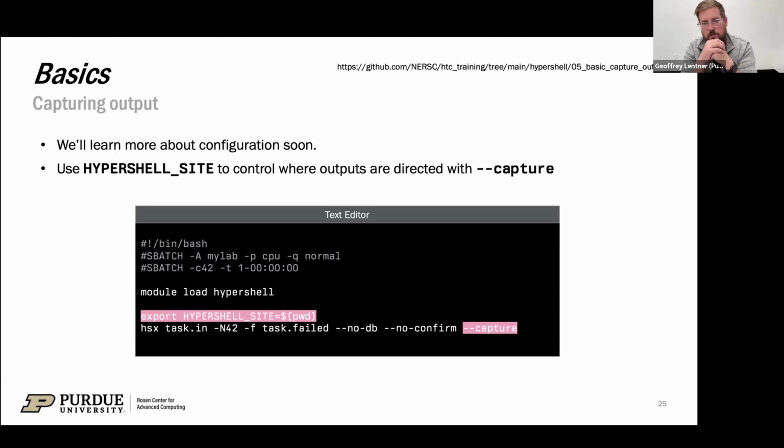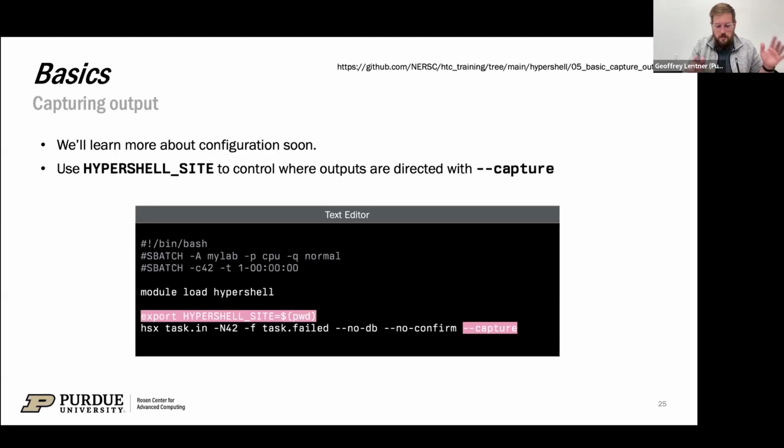Let's talk about capturing output. Again, we haven't really gotten to configuration yet. Most things in the Hypershell system are a configurable parameter, and the vast majority of those can be set either as an environment variable or as a parameter in a file. There's a few things that are environment variable only, and one of them is something called the Hypershell site.